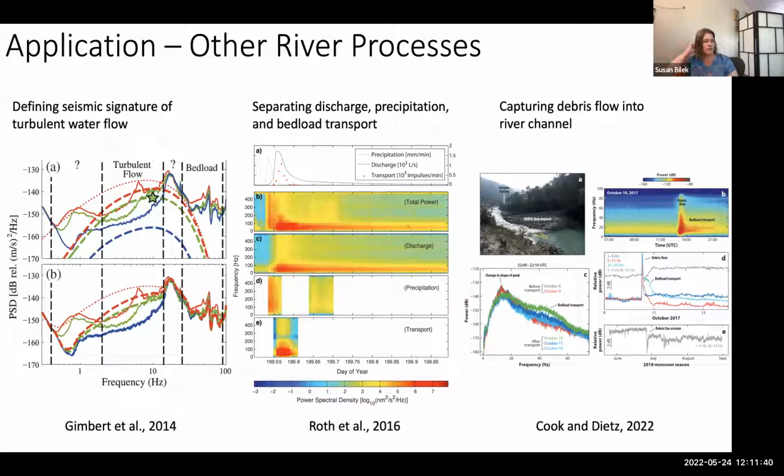Additional studies have used seismic data to separate out other things, such as the signature of the water flow itself, rather than the bedload, the sediment being transported. Others try to remove the effect of precipitation. Rainfall can also be captured in our seismic data, so they characterize the power and the frequency ranges over which that precipitation signal is present. Other studies have looked at bedload transport followed by debris flow deposited within a river and how that changes the seismic signal. There are many other studies, and the range of studies has shown that seismic data has been very useful for capturing various river processes.